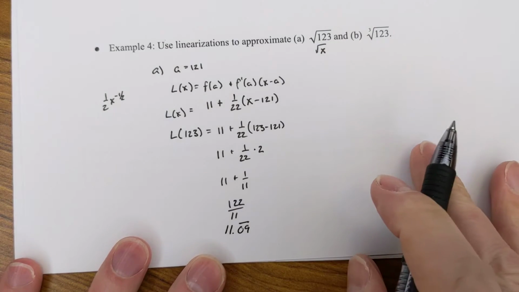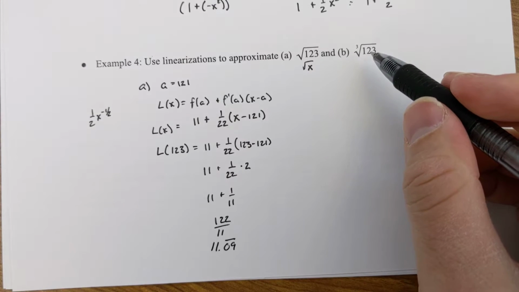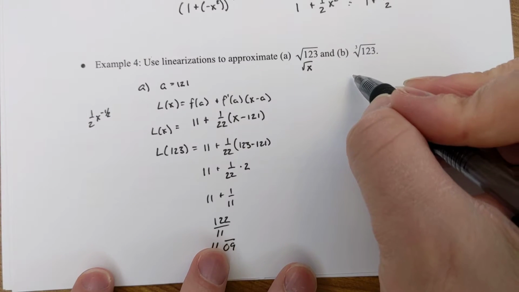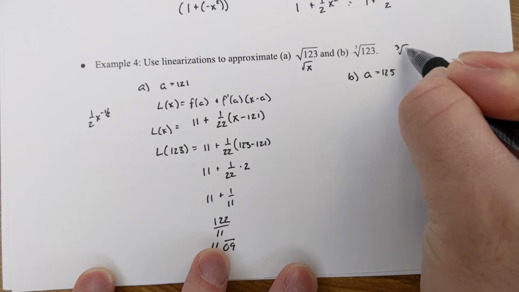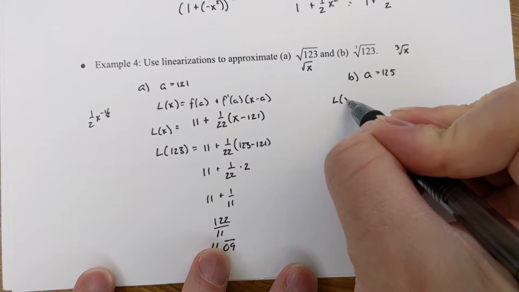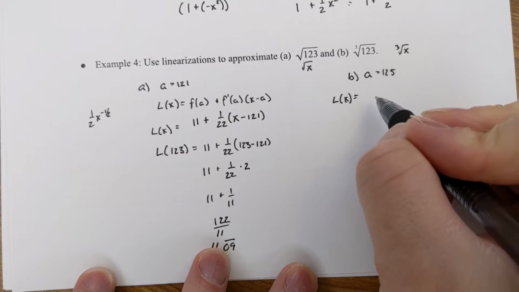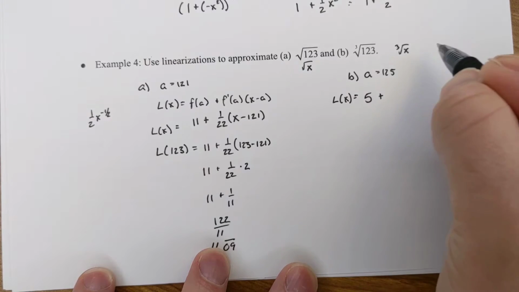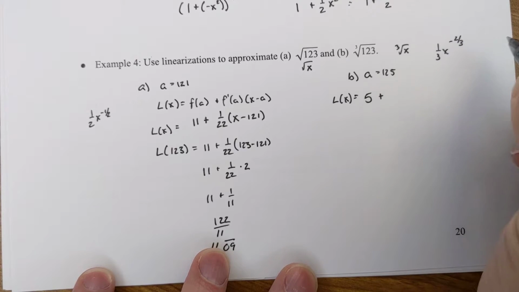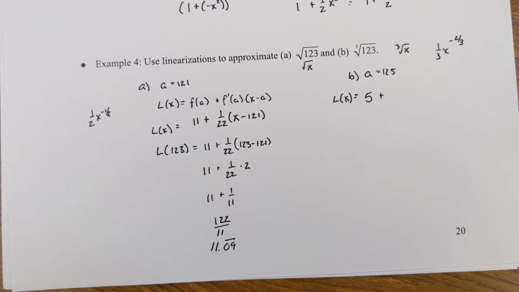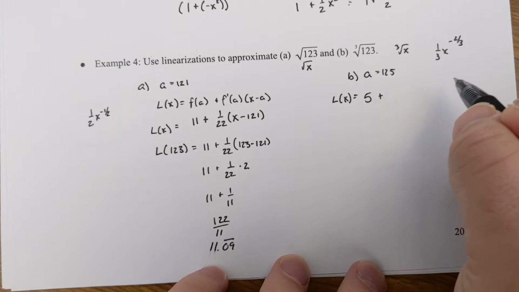Over here, for the cube root of 123, we need the closest perfect cube. So for B, we're going to center at 125. This equation is the cube root of x. So for L of x, the cube root of 125 is 5, plus the derivative. The derivative of the cube root is 1/3 x to the negative 2/3. If I plug 125 into that, 125 to the negative 2/3 times 1/3, that is 1/75.